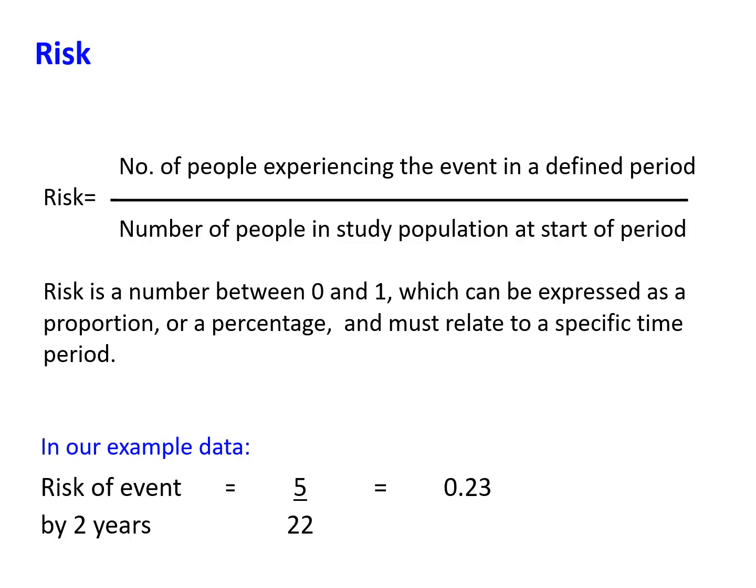So here we define the first measure, the risk. The risk will be generally familiar to you. It's the number of people experiencing the event in a defined period divided by the number of people in the study population at the start of the period. Now, risk is a number between 0 and 1 and can be expressed as a proportion or as a percentage, and it must relate to a specific time period. So in our example data that I showed you on the previous slide, we had 22 people, of whom 5 developed an event. So the risk of an event by 2 years is 0.23.